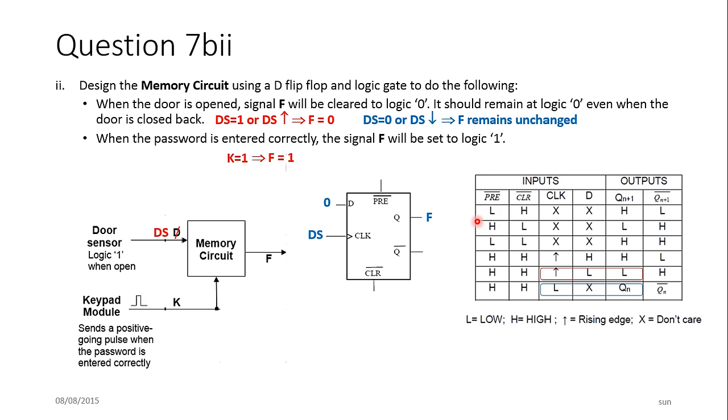So we need an inverter to invert signal K before going to pre input. We also need to supply CLR with a logic high, as shown here. So here is the design for the memory circuit.